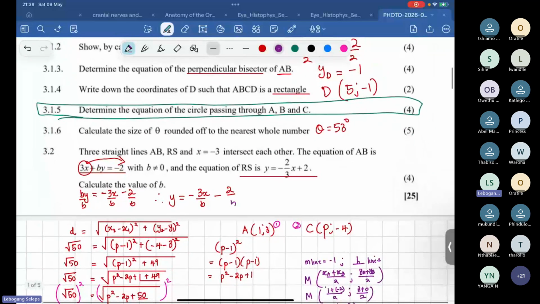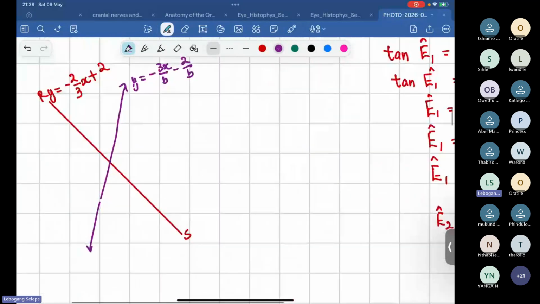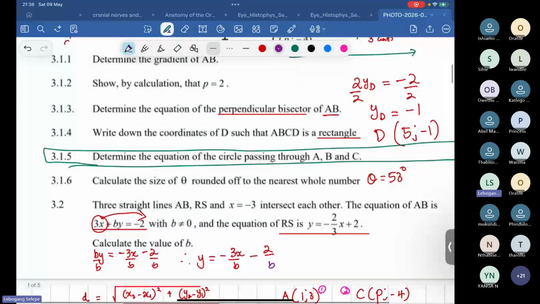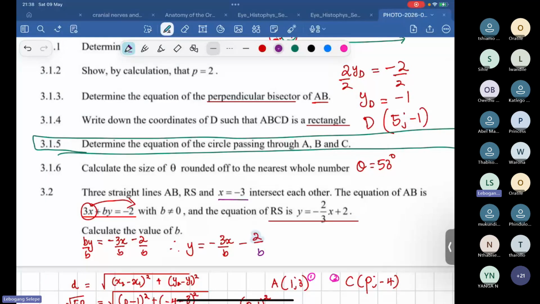Yes, minus 2 over b. So now we have a third line, which is a vertical line, I think. Let's check again, because remember it's 3 lines. There's also this line, which is x is equal to -3. And that line is a vertical line. How do I know it's a vertical line? Because it's sitting exactly at x equals -3 like this.